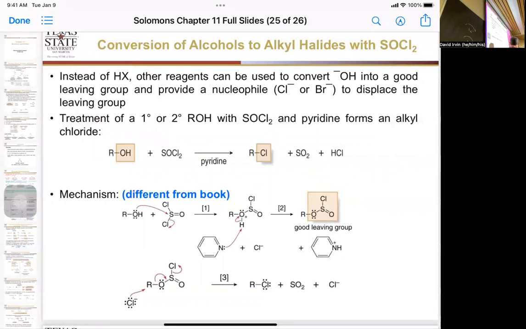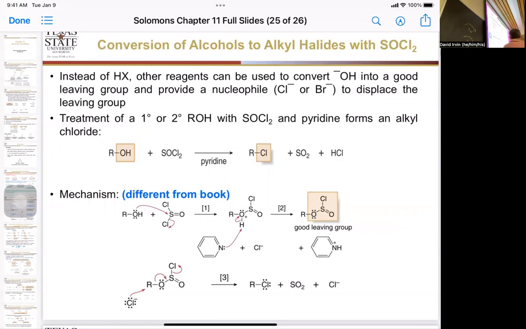Okay, but to make it a good leaving group, we're actually going to use a base. In this case, this is a Lewis base. It's going to pull a proton off and give us our neutral sulfur compound. Now we can come in with our nucleophile because we have a better leaving group. And when it kicks out, it's going to make SO2, which is a gas, and chloride ion, which is going to be able to be used as a nucleophile.